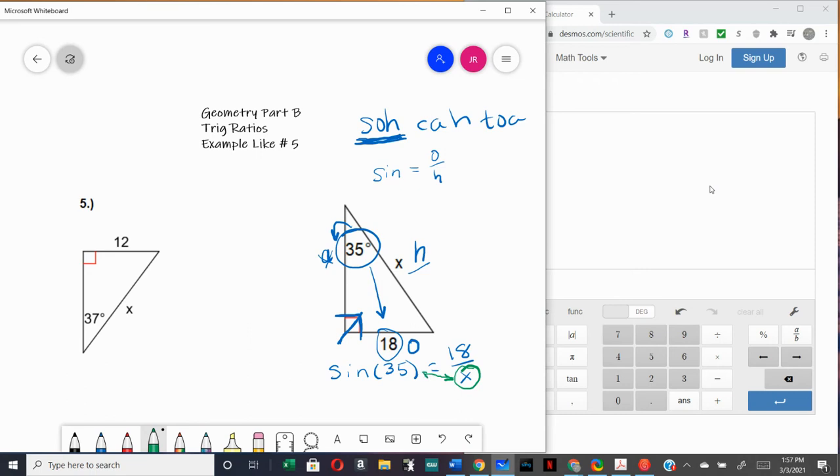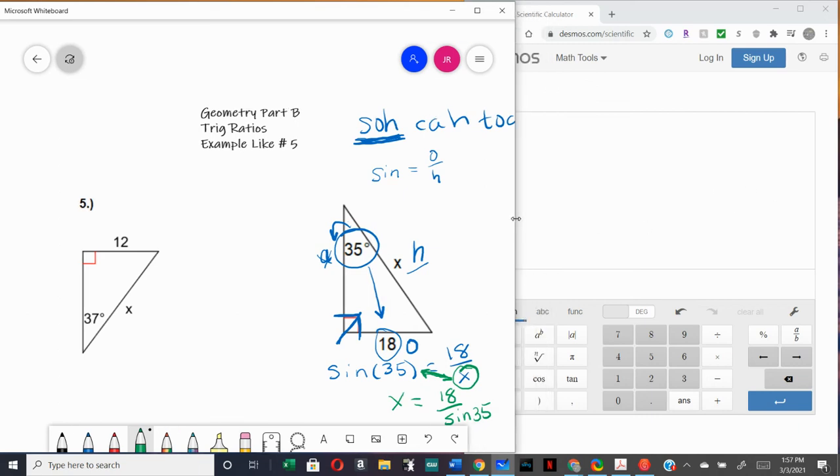We're just going to switch these two right here. We're going to switch them. So now x is going to equal 18 divided by the sine of 35. Now we're going to calculate this. You can use either your handheld calculator or you can use an online calculator.